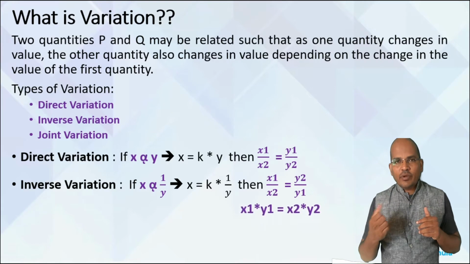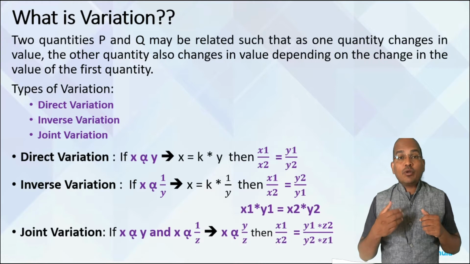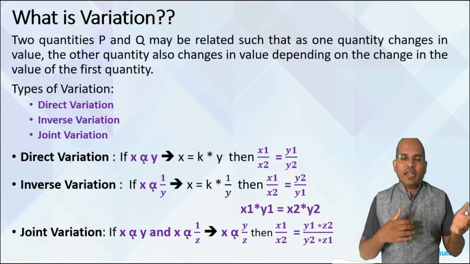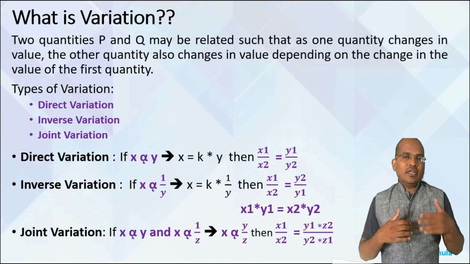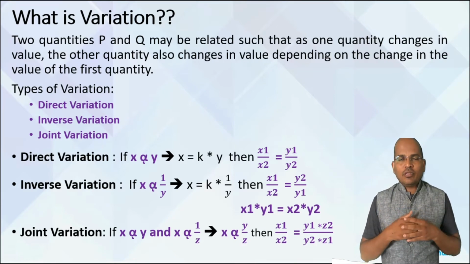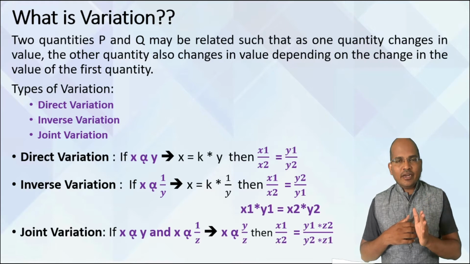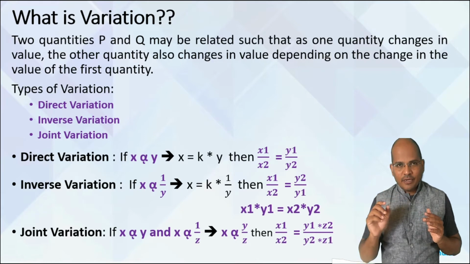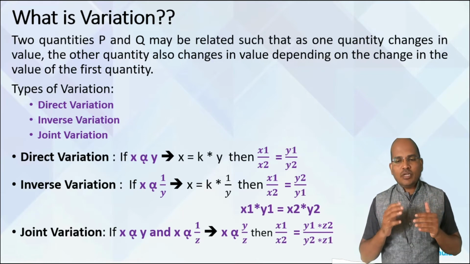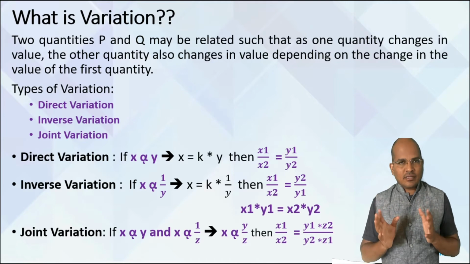Now in the case of joint variation, we have a case where a variable value depends on multiple variables, like if x depends on y and x also depends on z, either directly or inversely. As in the example on the screen, x depends on y directly and x depends on z inversely. So you write x is proportional to y directly and x varies with z inversely. So you say x varies with y upon z. From that you can write x1 by x2 is the same as y1 z2 upon y2 z1. So variation is a concept where we correlate the dependencies, nothing more than that.